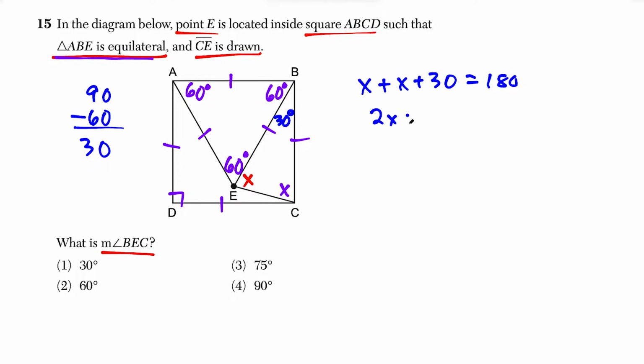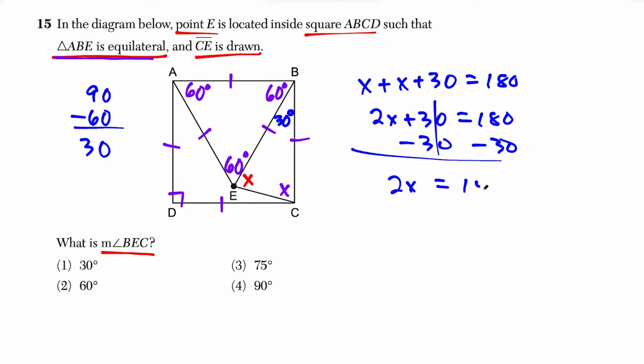We're going to have 2x plus 30 is equal to 180. And now we just do the algebra, minus 30 on both sides. And we're going to get 2x is equal to 150. And now divide both sides by 2. And this tells us that x is equal to 75. And remember, we were looking for the measure of angle BEC, which is just the value of x. So x equals 75 tells us our solution is going to be choice 3, 75 degrees.